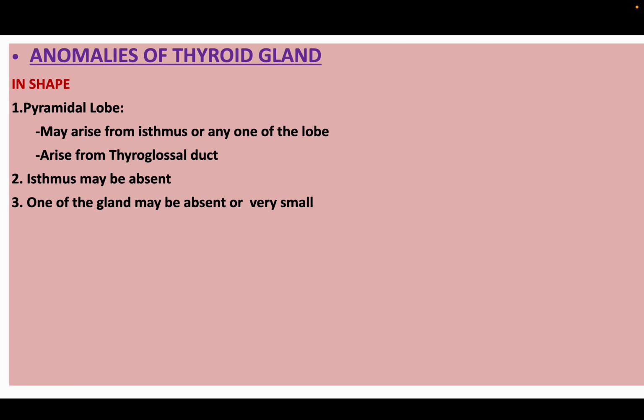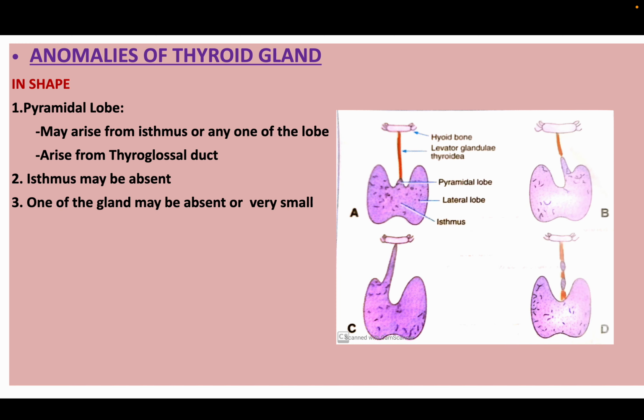So what are the anomalies of the thyroid gland? If we see the anomaly in shape, a pyramidal lobe may be there. It may arise from the isthmus or any one of the lobes, arising from the thyroglossal duct. The isthmus may be absent. One of the lobes may be absent or very small. So these are the anomalies, and here is a diagram showing the various anomalies.